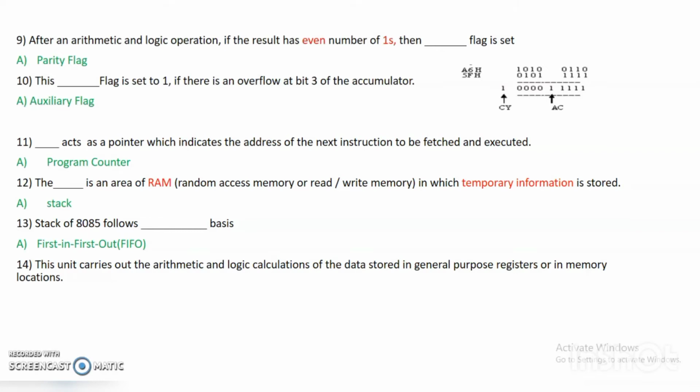Bit number 14. Dash unit carries out the arithmetic and logical calculations of data stored in general purpose registers or in memory locations. So the answer will be ALU. The arithmetic and logical unit carries out the arithmetic and logical operations on the data stored in memory or in the registers. Bit number 15. Dash fetches an instruction from the memory for its execution. So the answer will be CPU. The central processing unit fetches the instruction from the memory and executes it to carry out its operation.